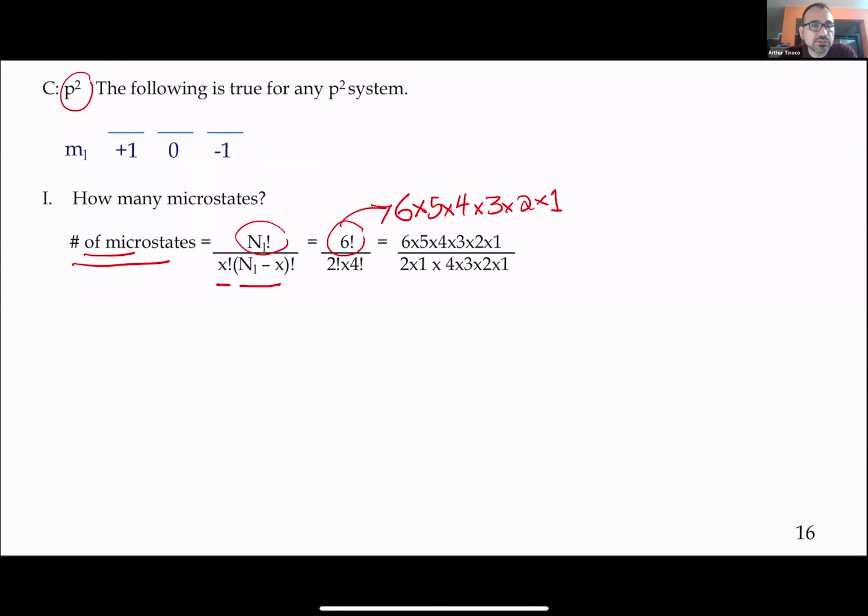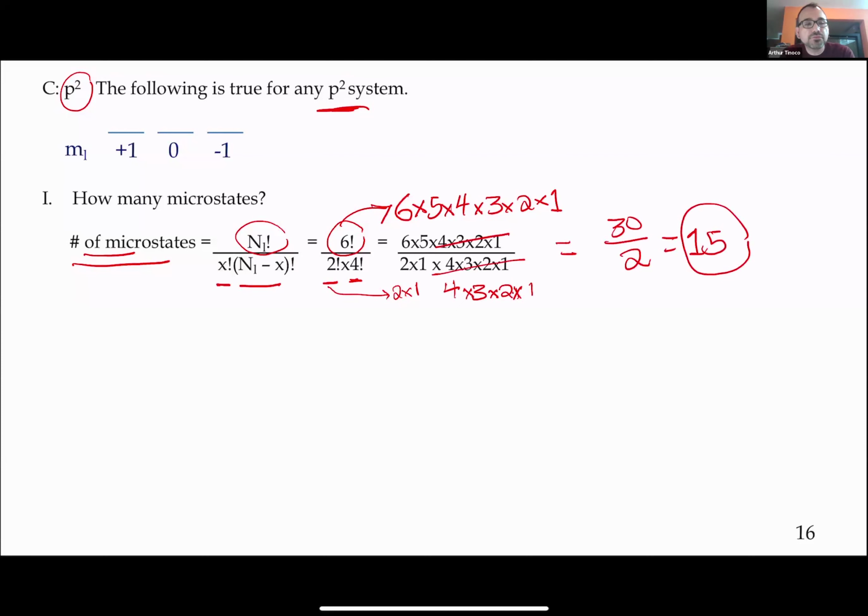x factorial, so x is the number of electrons in the system. We only have 2 electrons, right? It's a p2 system. So it's 2 factorial. So then 2 factorial is 2 times 1, okay? And then the other term, N sub l minus x. Well, basically that's defining how many spaces we have available. Well, if we have space for 6 and we're only using up 2, we have 4 spaces available. So this will be 4 factorial. 4 factorial is 4 times 3 times 2 times 1. Okay. And so what we're going to do is eliminate common terms. So we eliminate this term, and that's going to give us 30 divided by 2, and that gives us a total of 15.